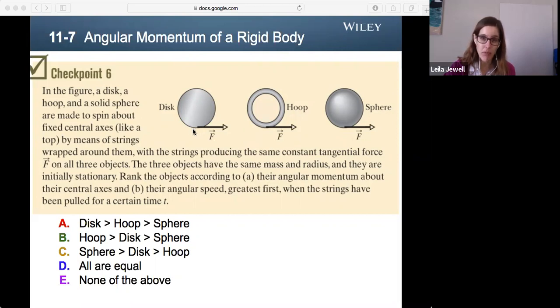So if it's the same force in the same direction with the same distance, each object has the same torque acting on it. If it has the same net external torque acting on it, it has to have the same angular momentum, because that's the only thing creating angular momentum, this external torque. What will be different is the angular speed, given the fact that these are different shapes with different rotational inertias.